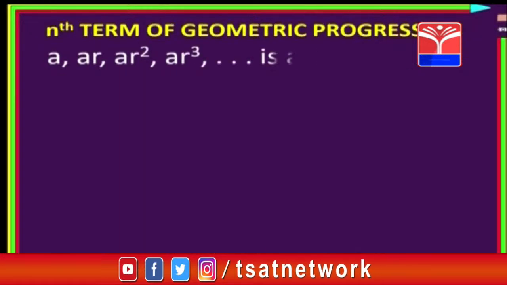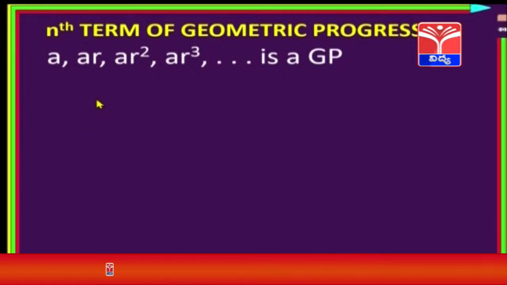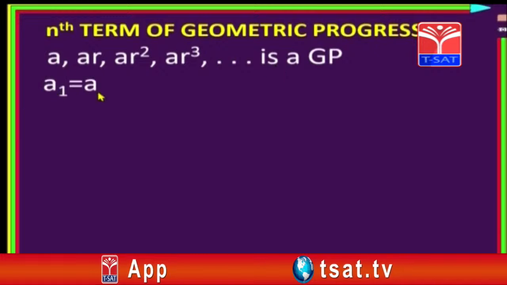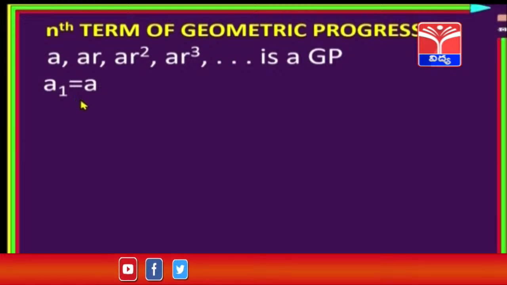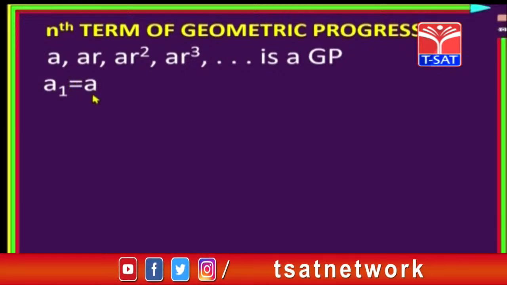What is the nth term of a geometric progression? Here a, ar, ar square, ar cube, and so on. It is a GP. The first term a1 is equal to a. Okay. So by multiplying a fixed number to the first term, we will get the second term, right?